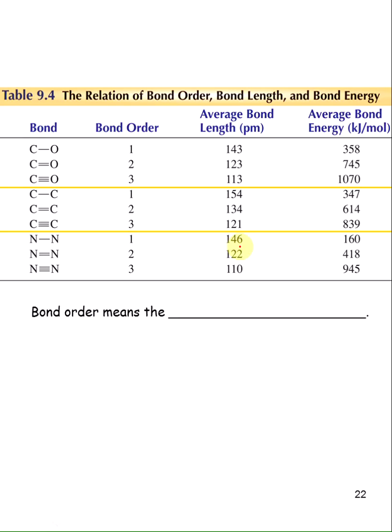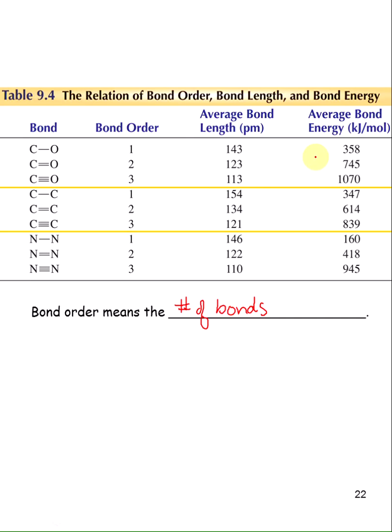Now this re-emphasizes what we saw in the previous slide. The bond order simply means the number of bonds. So here we're comparing carbon-oxygen single bonds, that's a bond order of 1, carbon-oxygen double bonds, a bond order of 2, and a triple bond is a bond order of 3. So notice that the bond length got shorter as the bond order increased. So we have that inverse relationship.